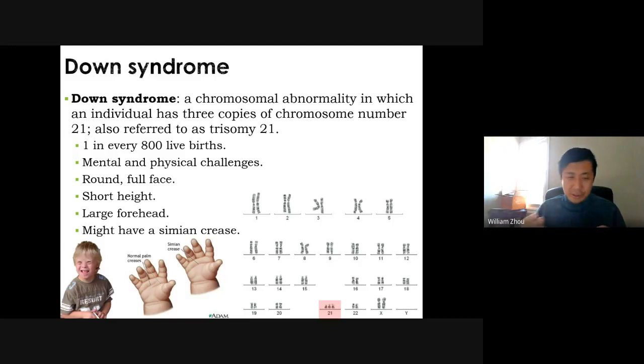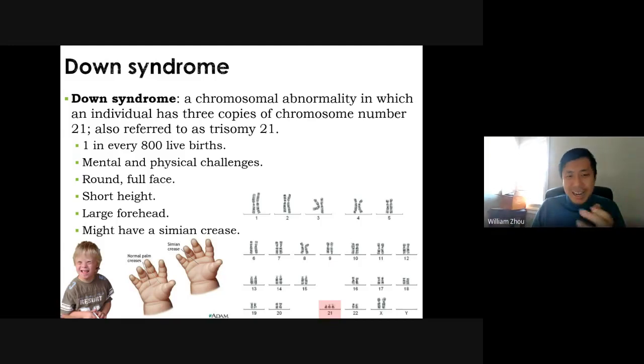Well, you have mental and physical challenges. Your face looks in a particular way, you look more rounded. And usually the stature is quite short with a large forehead. And one of the defining features of Down syndrome is if you look at the palm of your hand, you will have a crease, a fold across your hand. We call it a simian crease. A normal hand wouldn't have that. And I know a lot of you are looking at your hands right now. Okay, you probably don't have it. If you have it, then again, it will be very obvious.